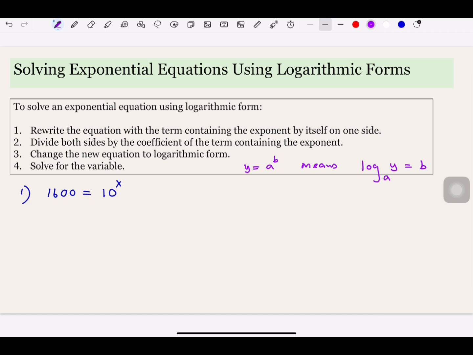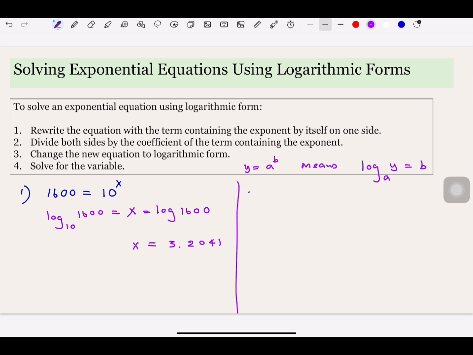I'm going to apply that relationship over here. This is equivalent to log, the base is 10, output is 1600, equals x. If you solve this, you will get the value of x. To get this, you can use your calculator, because there's an inbuilt button for log, since this is the common logarithm, with base 10. If you calculate log 1600, you will get the value 3.2041.